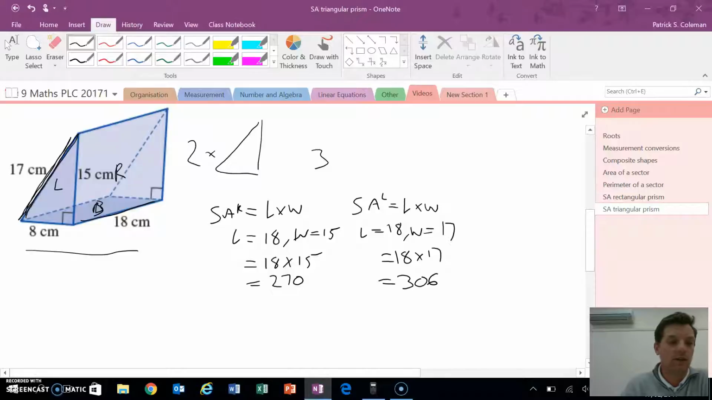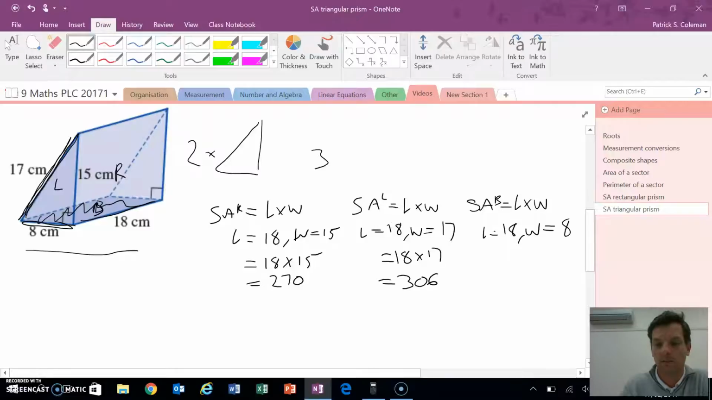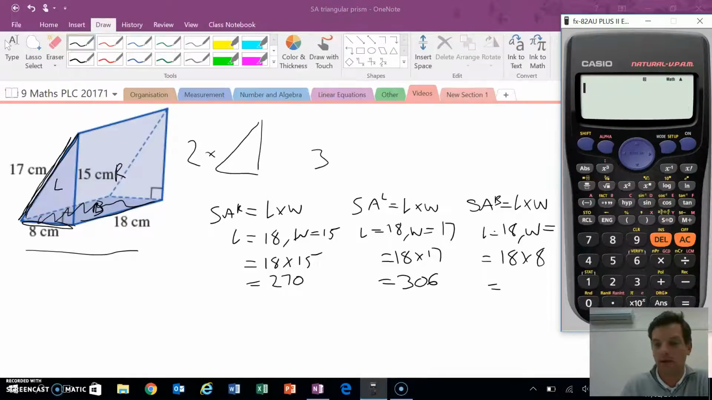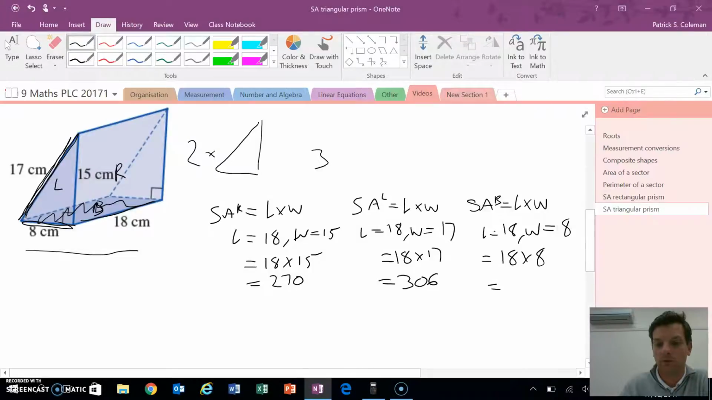And now we've got to find our surface area for the bottom rectangle. That's going to be length times width. Our length again is going to be 18. Our width this time though is going to be 8 because we're talking about that section there. So 18 by 8. Again, we'll pop that into our calculator. 144.